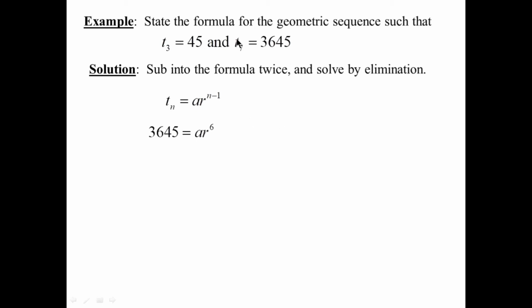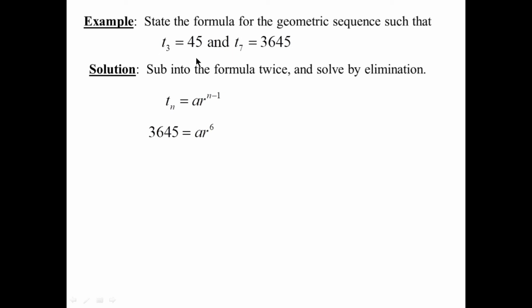Now, this is a message. It's a coded message. It's saying that when n is 7, t sub n is 3645. So we look at this and we say, okay, t sub n is 3645 when n is 7. 7 minus 1 is 6. So this is where this comes from. It comes from this fact.